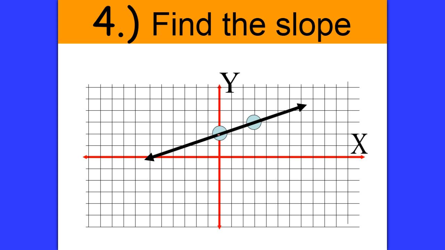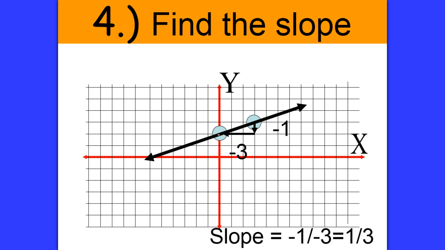So again, here's 2 more points. This time I'm going to start on this point over here to the right. I'm going to go down 1. If I go down 1, that'd be -1. Then I'm going to make a turn. I'm going to go that way. Now that is a negative direction. That's a -3.